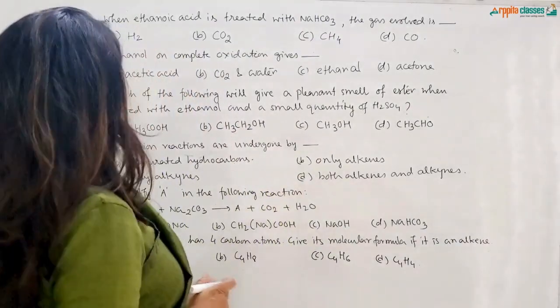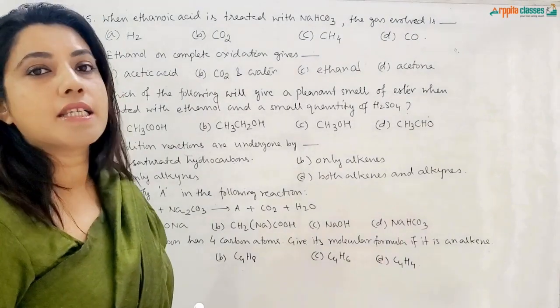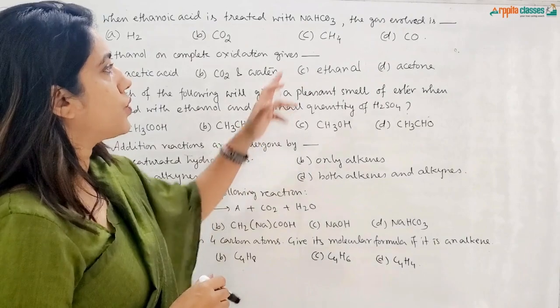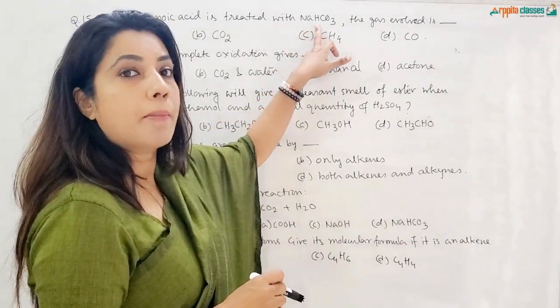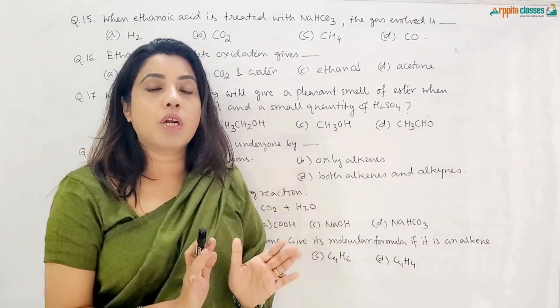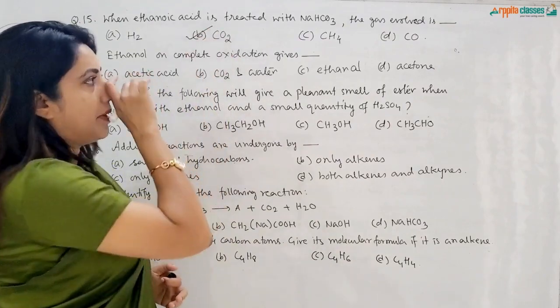Next is question number 15. When ethanoic acid is treated with NaHCO3, the gas evolved is. Now we know that ethanoic acid is an acid. When it is treated with NaHCO3, that is sodium bicarbonate, so when an acid is treated with a bicarbonate or carbonate salt, carbon dioxide gas is evolved. So the answer will be B, carbon dioxide.